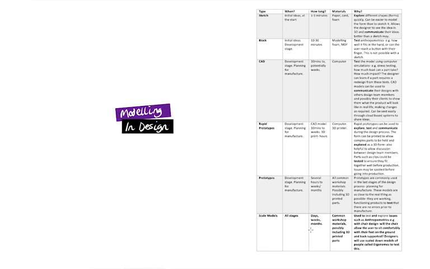You're expected to know the names of the modeling types, when they would be used, i.e. at what stage of the design process, how long the models would take to make, the types of materials they are made from, and very importantly, why we use this modeling type.